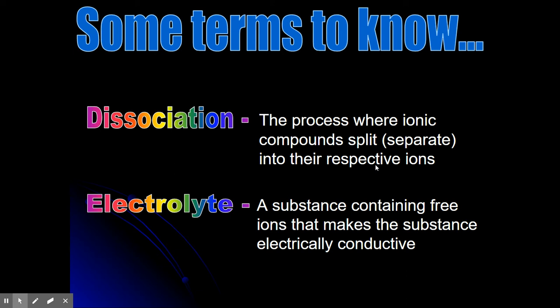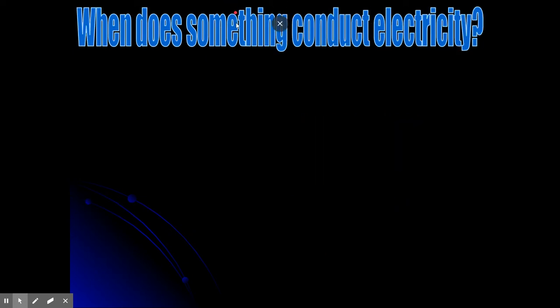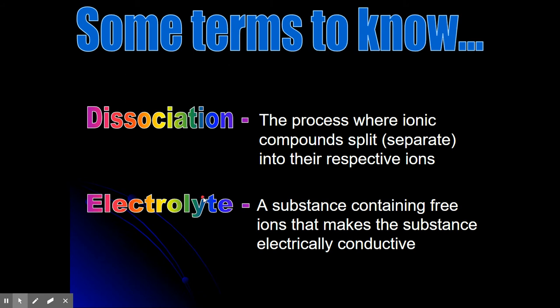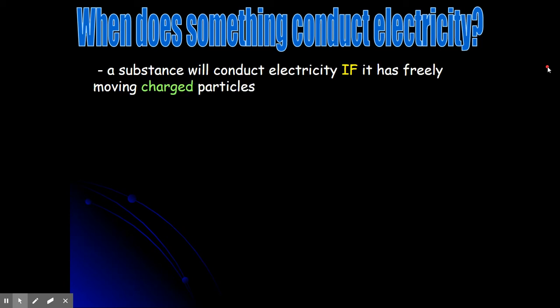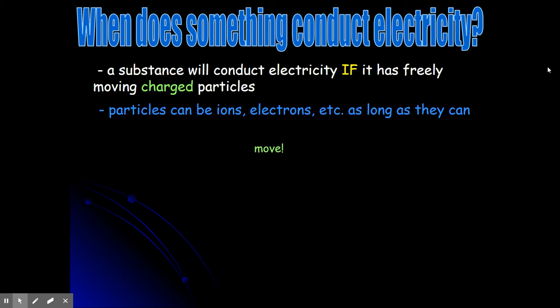But that's just a quick little discussion on electrolytes, because now we're going to talk about things conducting electricity, and that has to do with electrolytes. So when does something conduct electricity? Something conducts electricity when it has freely moving charged particles. It's got to have a charged particle, which can be either an electron or an ion, and those charged particles have to be able to move around. If you don't have both of those criteria, something will not conduct electricity.